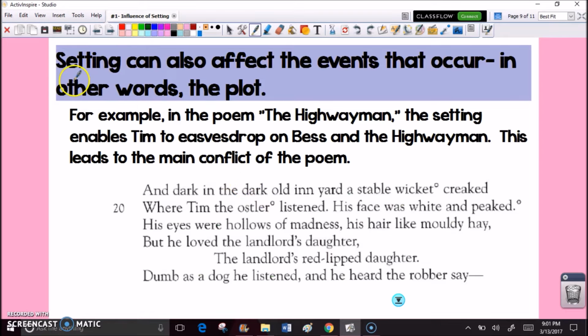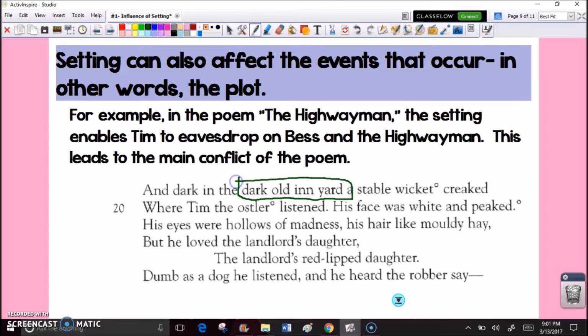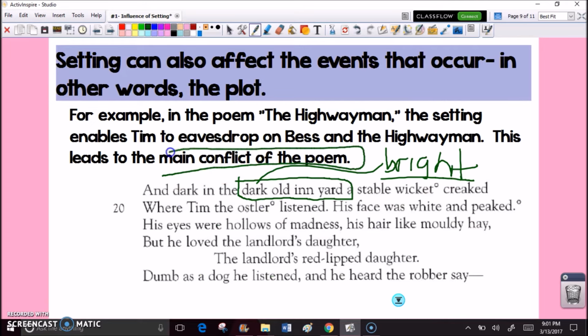He's able to eavesdrop on Bess and the Highwayman because of the setting. The setting in this case is a dark old inn yard. Because it's dark, the Highwayman and Bess aren't able to see him. If we were to change that setting to the opposite, make it a bright sunny day, he would not be able to eavesdrop. Because he is able to eavesdrop in the dark, this leads to the main conflict of the poem. He is then able to take the information that he hears and go to the soldiers, the redcoats, and tell them about the highwayman.